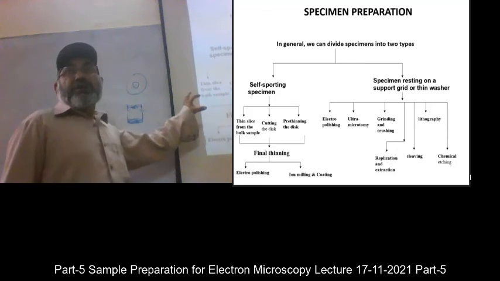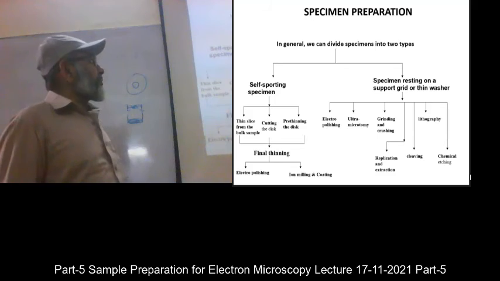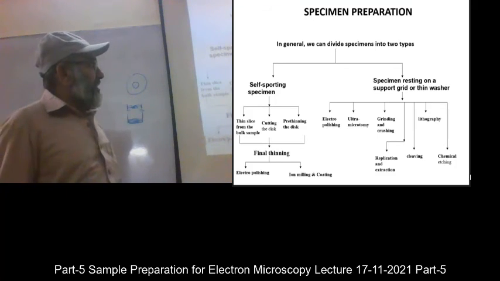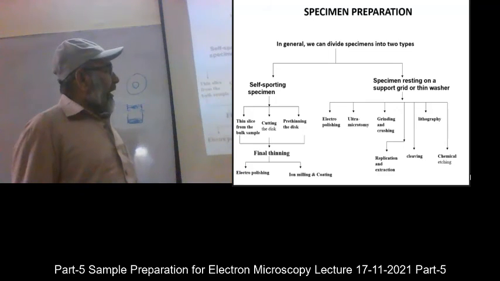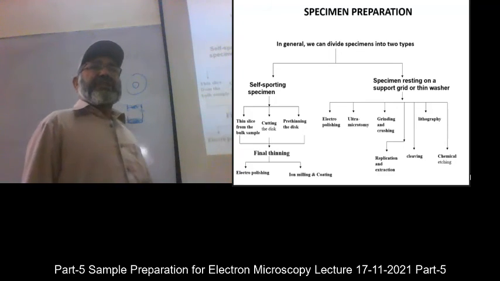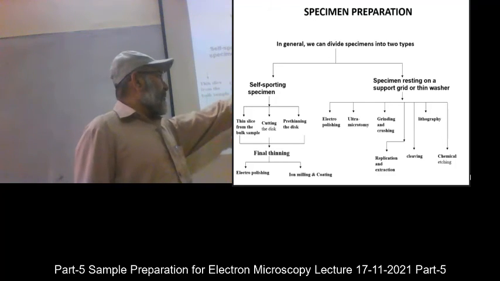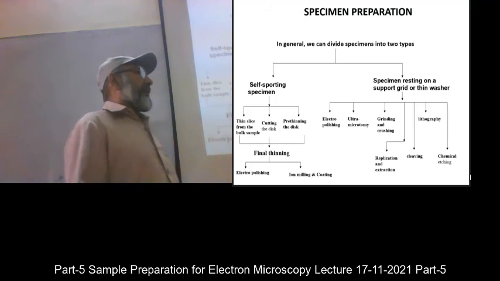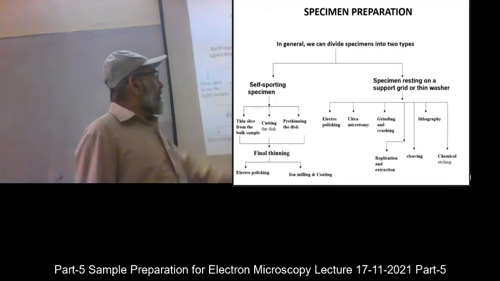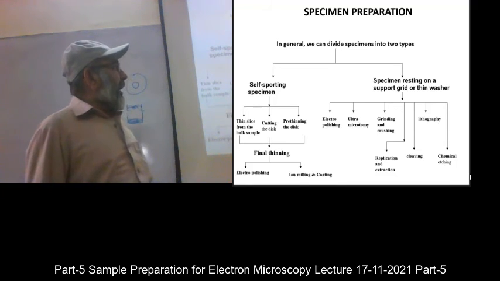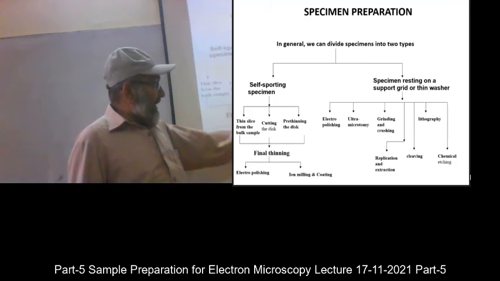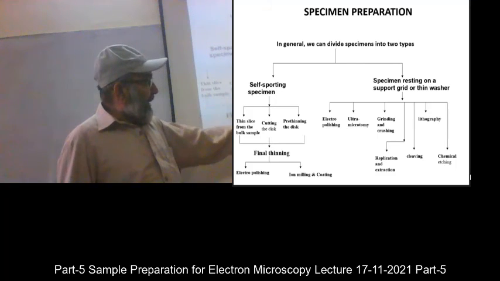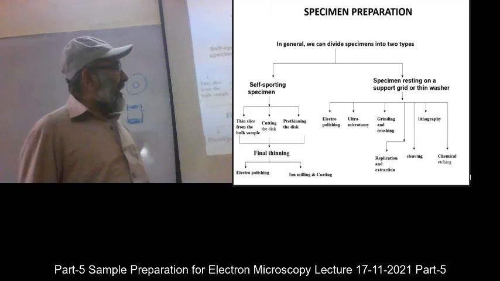It is purely your sample, and that is used in contrast to the specimen resting on a support grid or a thin washer. I haven't used all of those techniques which are self-supporting. Some of them I have used, but not all of them. So they are electropolishing, ultramicrotomy, grinding and crushing, lithography, replication and extraction, cleaving, and chemical etching.